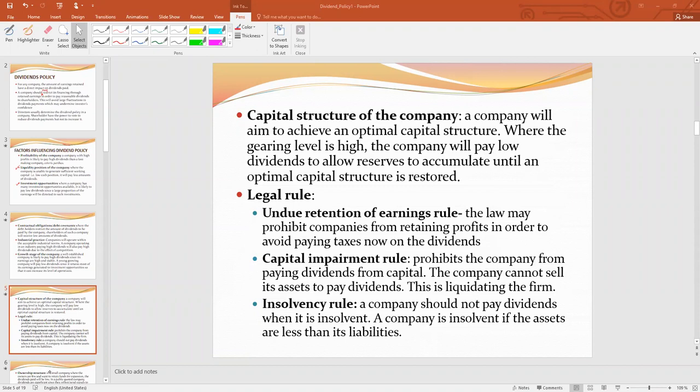And the factor in the company capital structure. In the next topic that we shall be discussing, what we refer to as the capital structure theory.